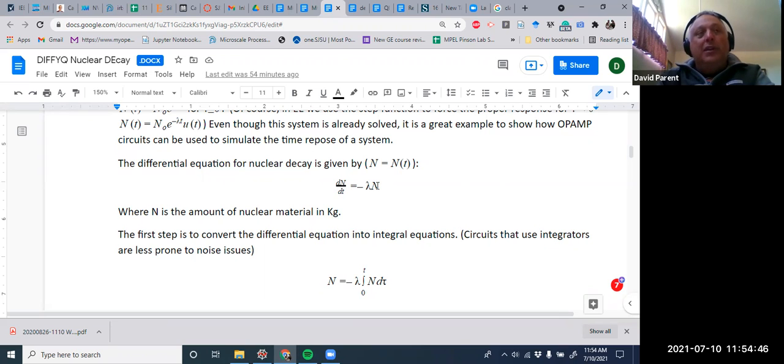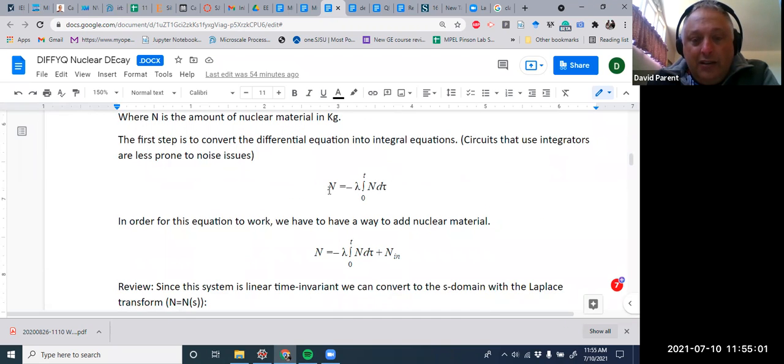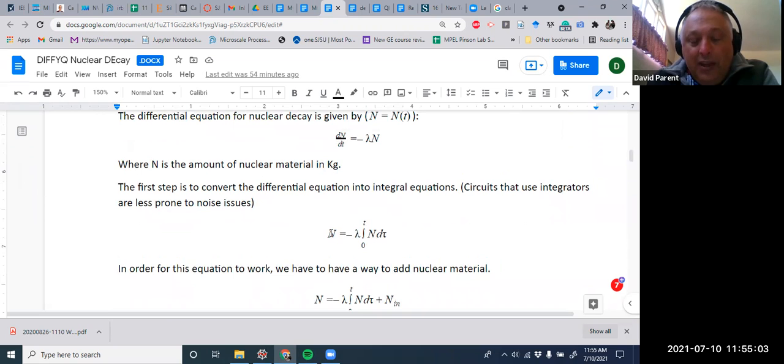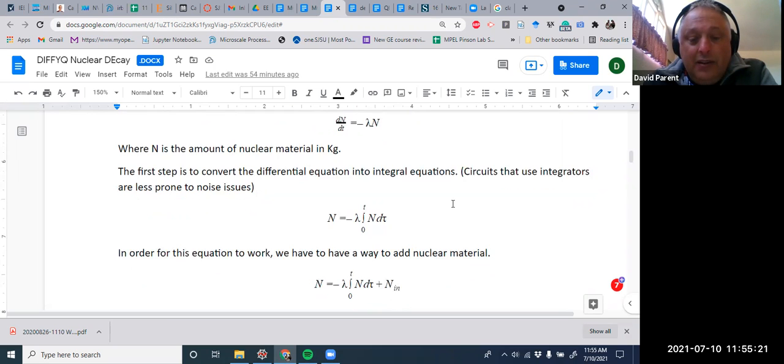But when you're actually going to use op-amps, which have differential circuits, you switch to integrals because integral circuits are less prone to noise issues. So what we do is we just integrate it, right? We have N, the amount of nuclear material, minus the scale factor, integral from 0 to T, d tau. Because we're integrating, the upper bound is time, so we have to do that change of variable.